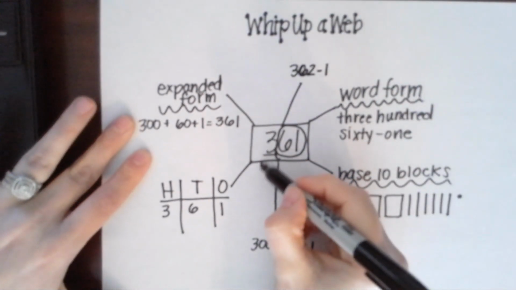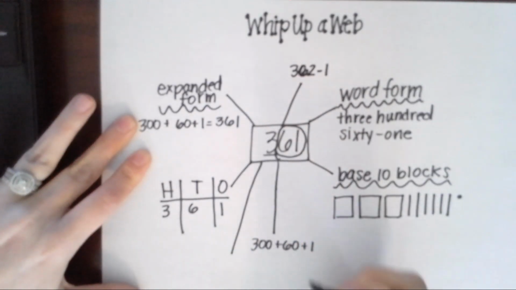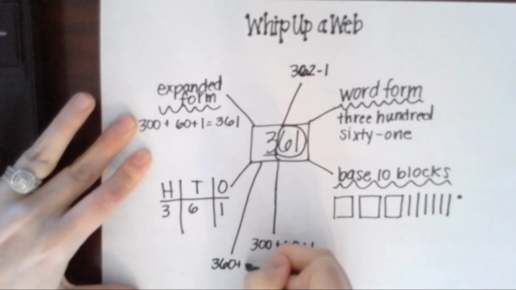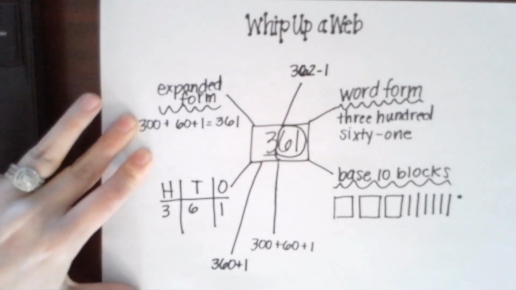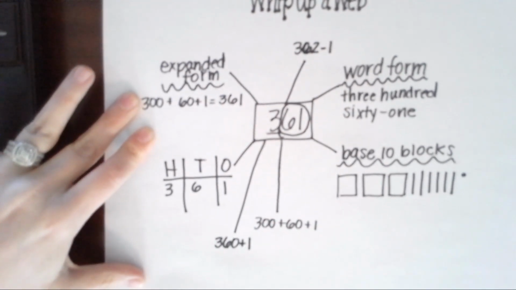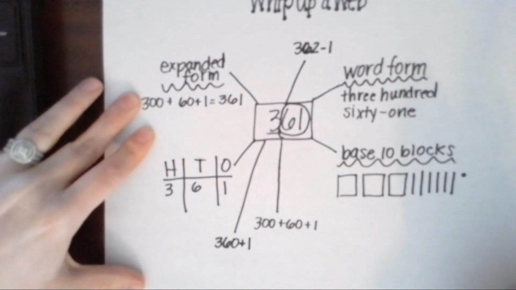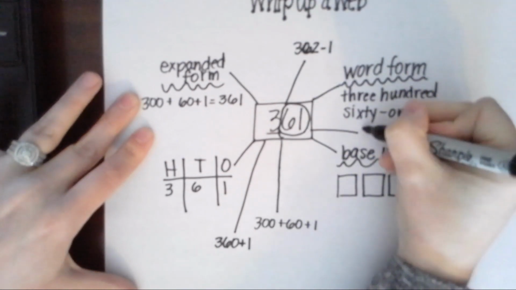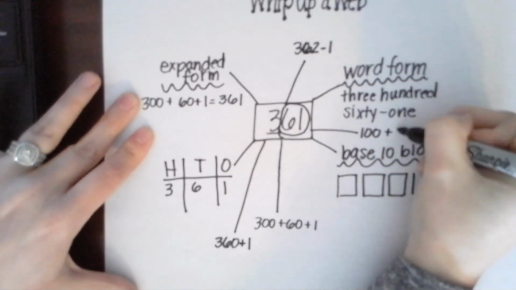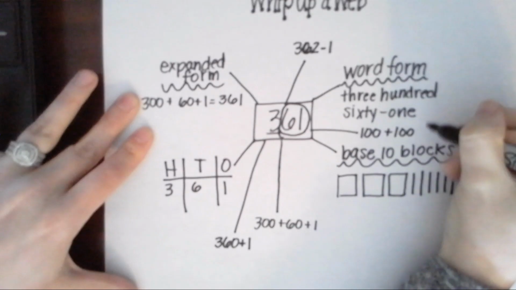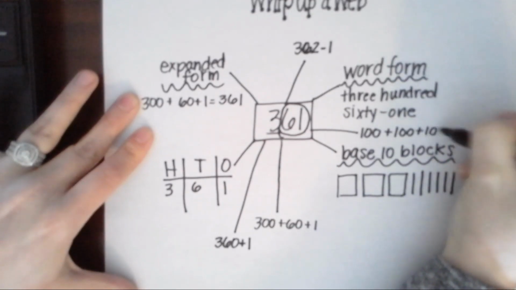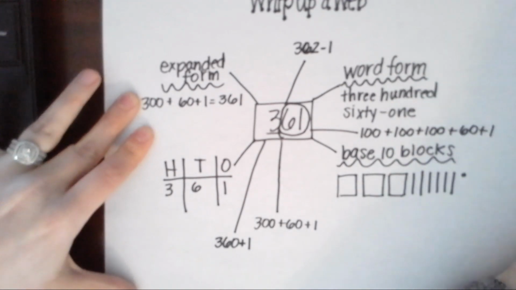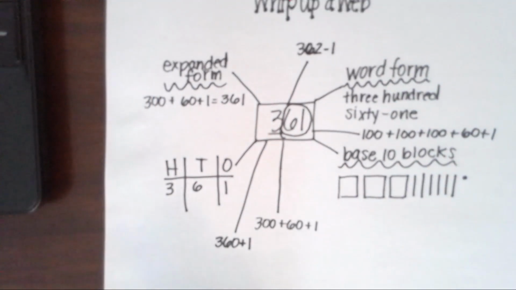Or I could say, I didn't mean to do that. I meant to write 360 plus 1. Okay, and those are all just ways to represent 361. I could also do 100 plus 100 plus 100 plus 60 plus 1. So those are all ways to whip up a web.